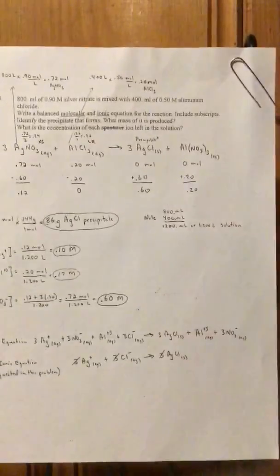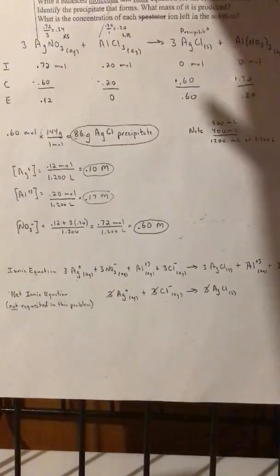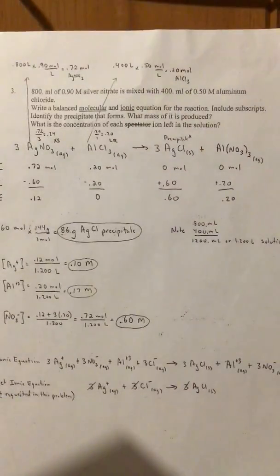Let's see if we can find a good spot to launch in on this. Let's try this right here. Okay, I think we got a good starting point right here. All right, so I write the equation. Silver nitrate, aluminum chloride, silver chloride, and aluminum nitrate.